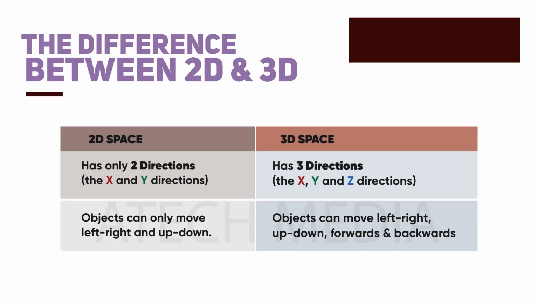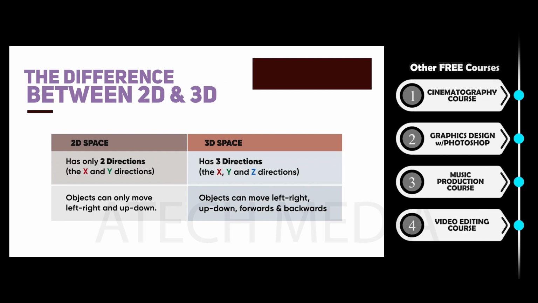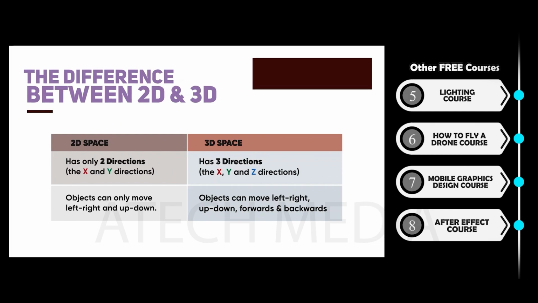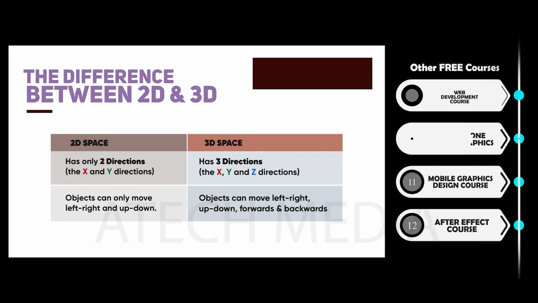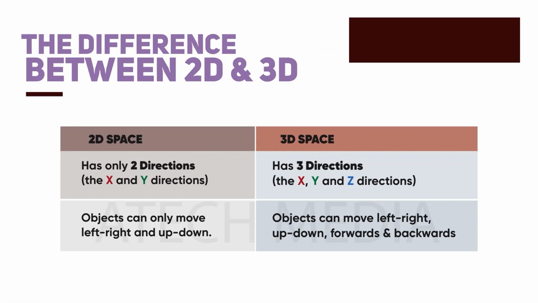So a quick recap on the difference between 2D and 3D. A 2D space has only 2 directions or dimensions, which is the X direction and the Y direction. Meanwhile, in 3D space, we have 3 directions or dimensions, which is the X direction, the Y direction, and the Z direction. In 2D space, an object can only move left and right, or up and down, or in between, which is the diagonal. It's moving upwards and sideways, it's still just moving on the x-axis and the y-axis. It can't move towards us or away from us.